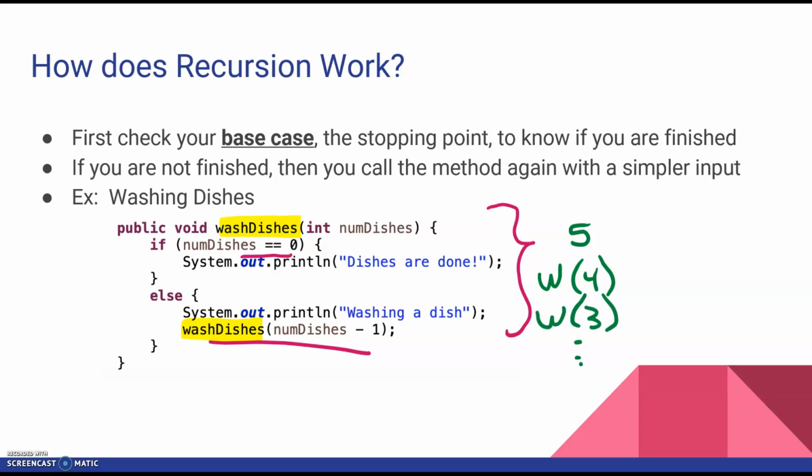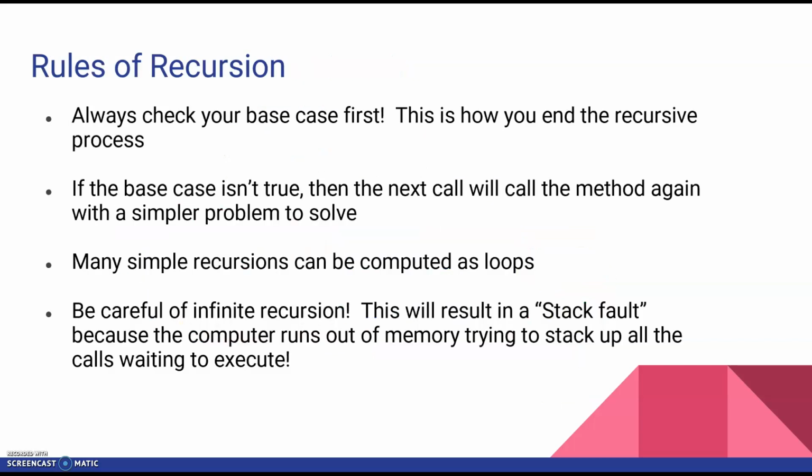And we keep on doing this until we get down to where we try to wash a dish and there is none left. And then we have reached what is called our base case. And our base case is our stopping point. We always want to check this stopping point first, because if our stopping point has been met, then we don't want to continue recursively calling our method over and over. If we were to do that, we would get into infinite recursion.